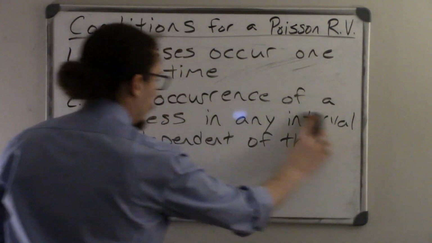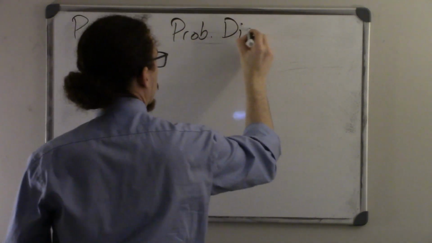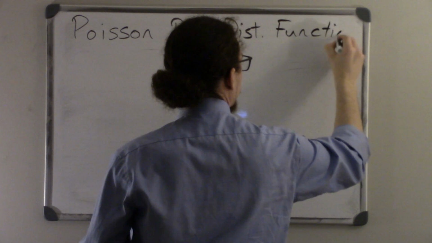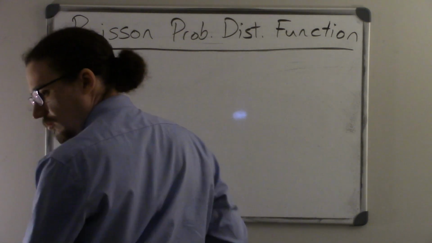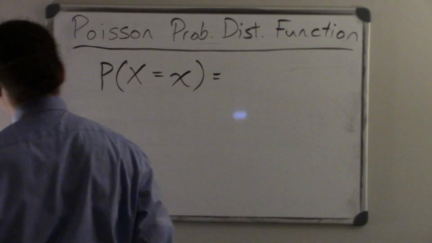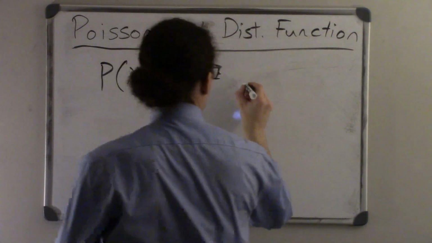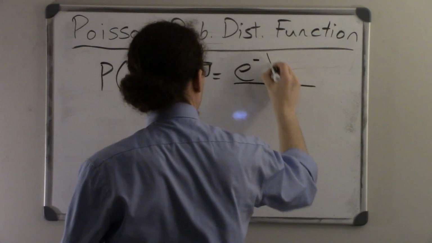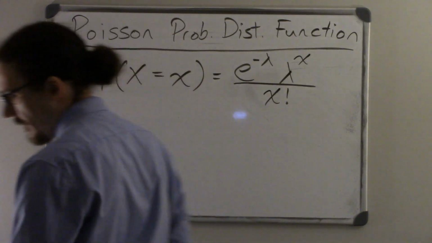Now we can move on to the Poisson probability distribution function. I'll go ahead and warn you as I'm writing this up, it looks worse than it is. The probability that x equals e to the negative lambda times lambda raised to the x, over the factorial of x.